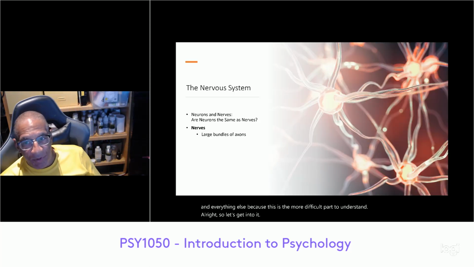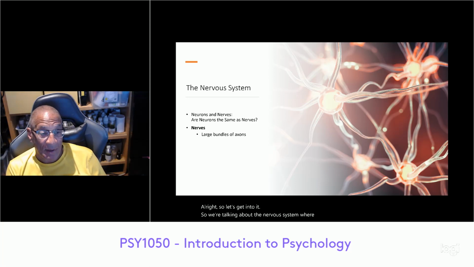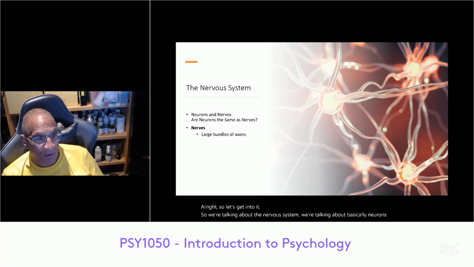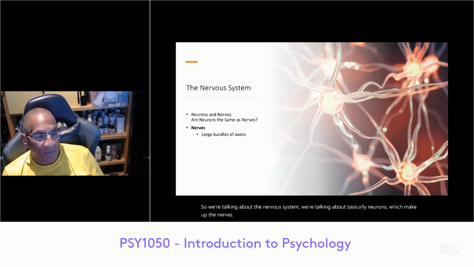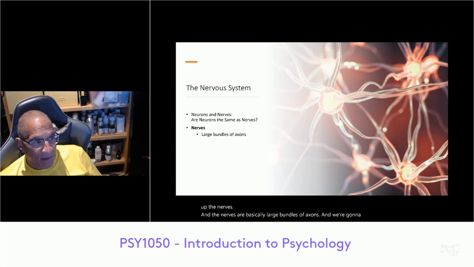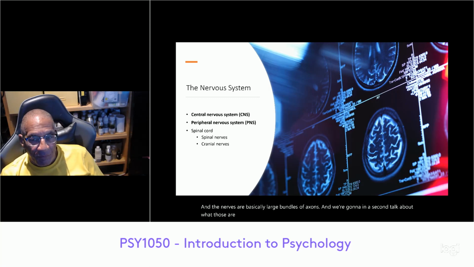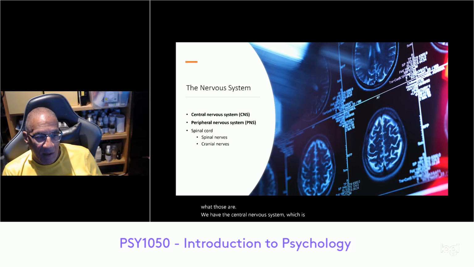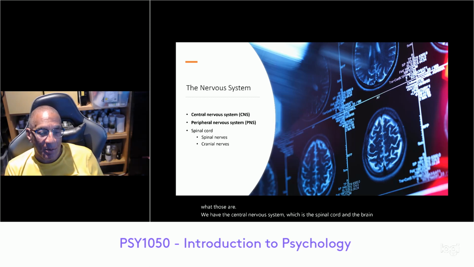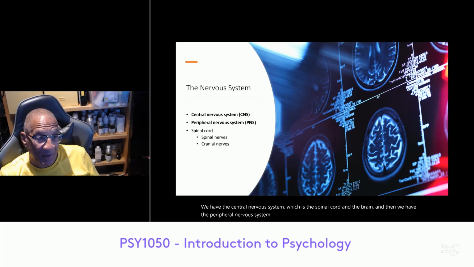So when we're talking about the nervous system, we're talking about basically neurons, which make up the nerves. And the nerves are basically large bundles of axons, and we're going to, in a second, talk about what those are. We have the central nervous system, which is the spinal cord and the brain. And then we have the peripheral nervous system, which is basically everything else that's around that.